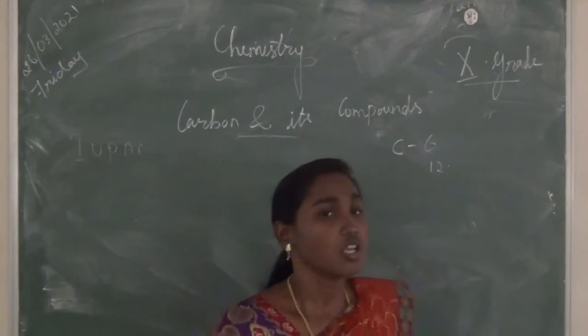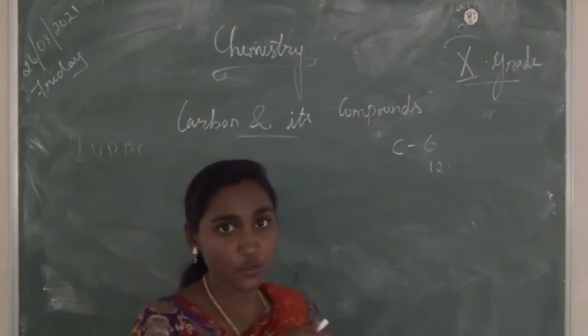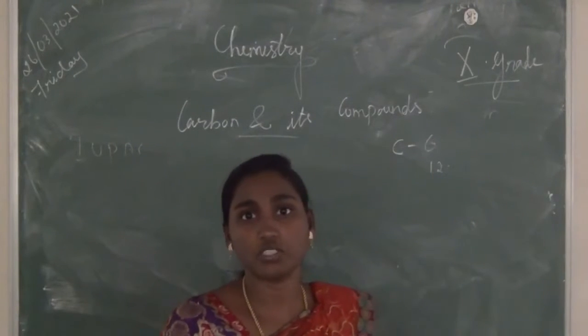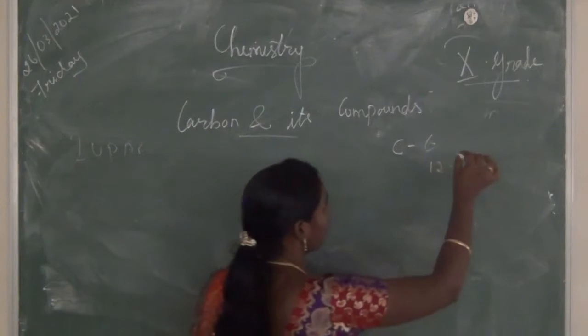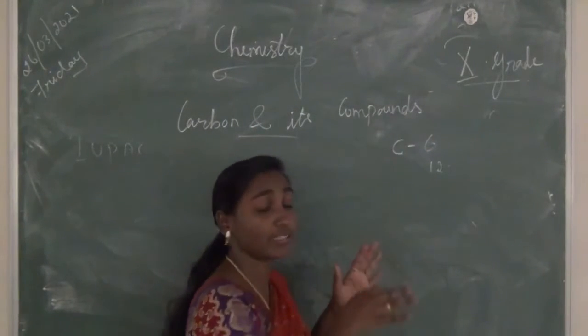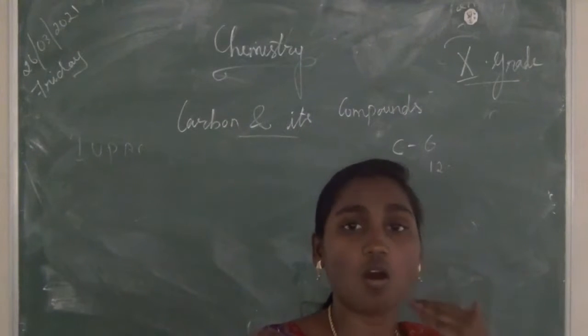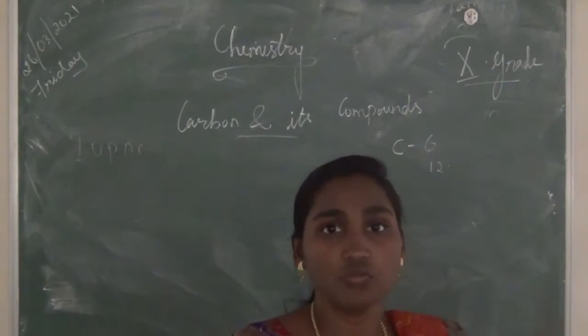Have you understood? Before studying IUPAC nomenclature, we need to know the root words. Root words are names for the numbers 1 to 10, given according to the number of carbon atoms. That is the root words.